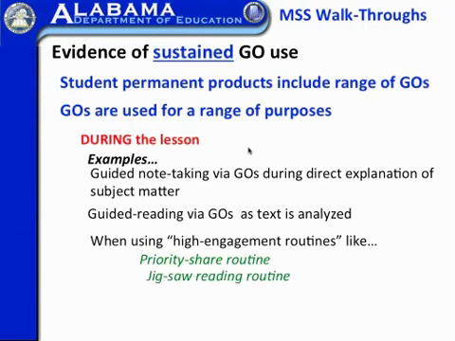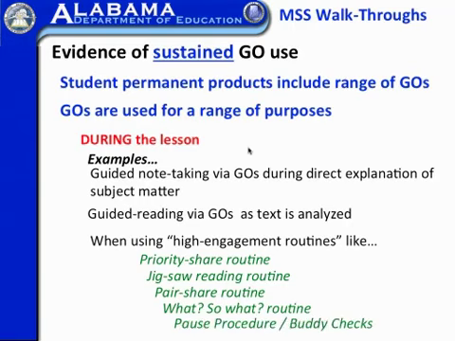Jigsaw reading routine is a really powerful thing to do with graphic organizers, as is pair share and the what so what routine and the pause procedure or buddy checks. And so these are just examples of various high engagement routines that lend themselves really strongly to the use of graphic organizers. So when you're seeing teachers do things like jigsaw reading, and you see them also using a graphic organizer to support the jigsaw reading, you know good stuff is going on in the classroom.